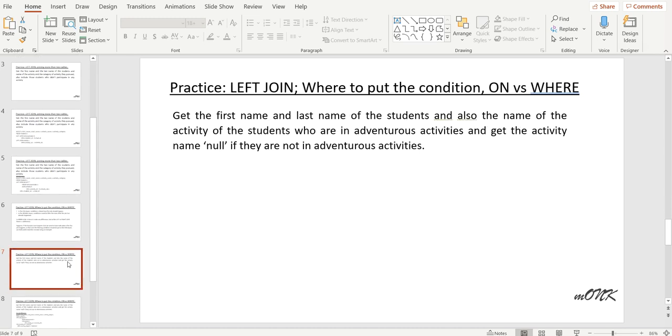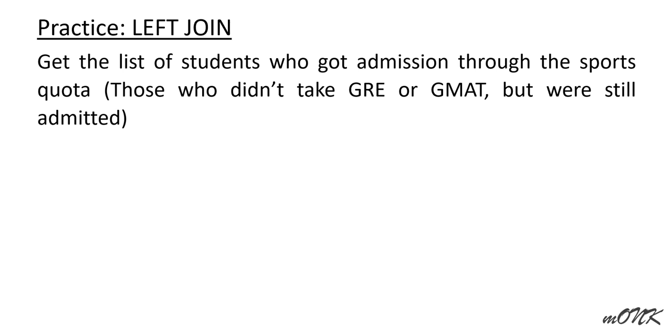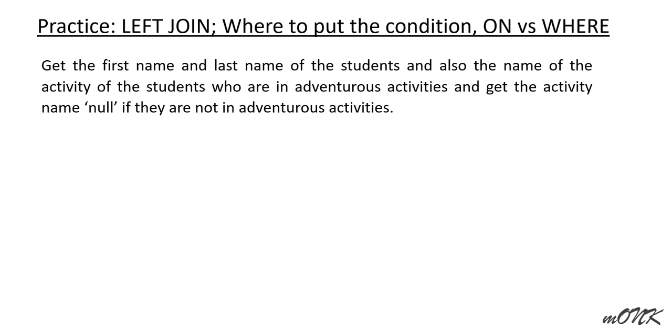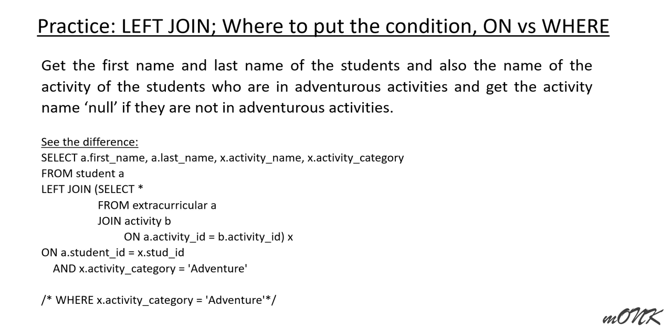Okay, so this is a question. Get the first name and last name of the student and also the name of the activity of the students who are in adventurous activities, and get activity name null if they are not in adventurous activities. So it is very precise. There are a lot of activities, but here we are interested in only adventurous activities; if the students are not in the adventurous activity, the corresponding rows should be null. So this is an interesting case.